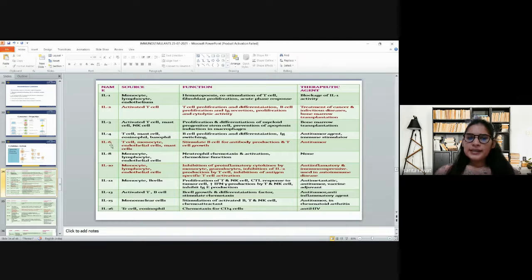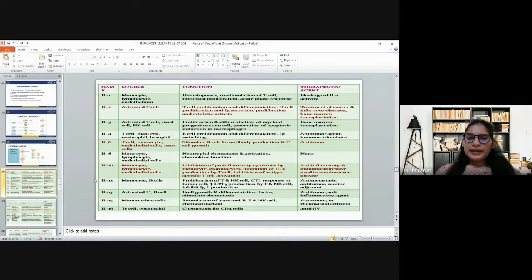Next we have IL-6. The source is T cells, monocytes, endothelial cells and mast cell. Its function includes stimulating B cells for antibody production and T cell growth. And the therapeutic use is anti-tumor. Then next we have IL-8. The source is monocyte, lymphocyte and endothelial cell. The function includes neutrophil chemotaxis and the activation of chemokinetic function. Then the therapeutic agent is none.